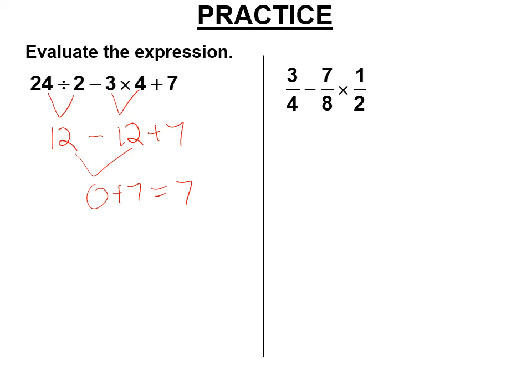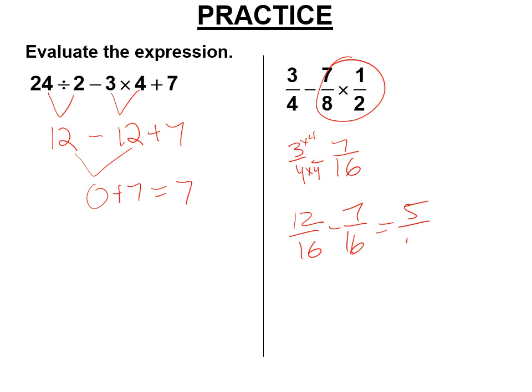We have to do our multiplying over here first. So 7/8 times 1/2 is 7/16. Okay, now we need like denominators for subtraction. That's easy enough. We're going to get this one over 16. We get 12 sixteenths minus 7 sixteenths, which is 5 sixteenths.